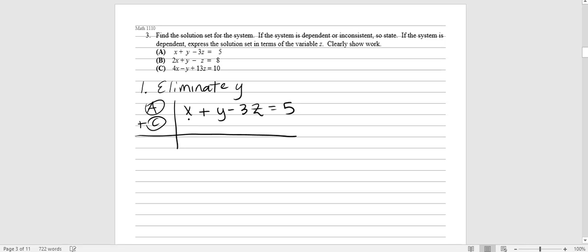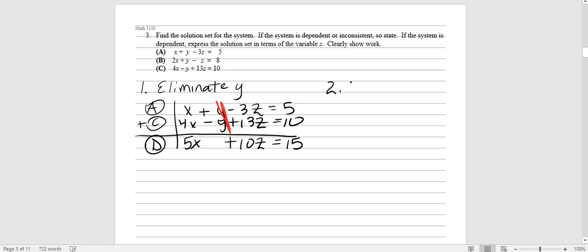So here's equation A, here's equation C. I'm going to simply add those together to get an equation D. So x plus 4x is 5x. The y's cancel out. Negative 3z plus 13z is positive 10z. 5 plus 10 is 15.